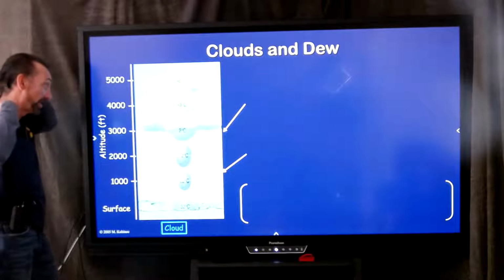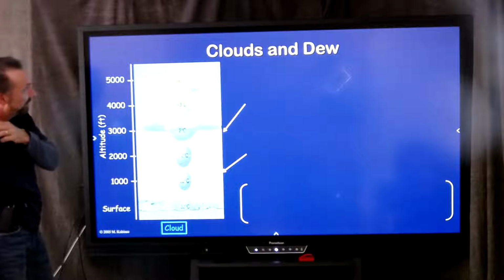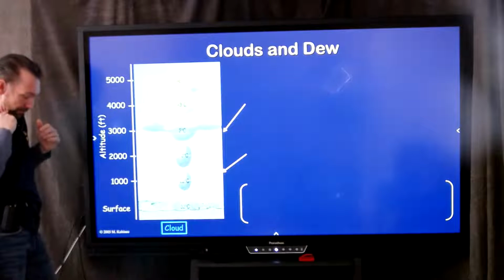So this explains largely the weather. Oops, the animations are broken here, it looks like.